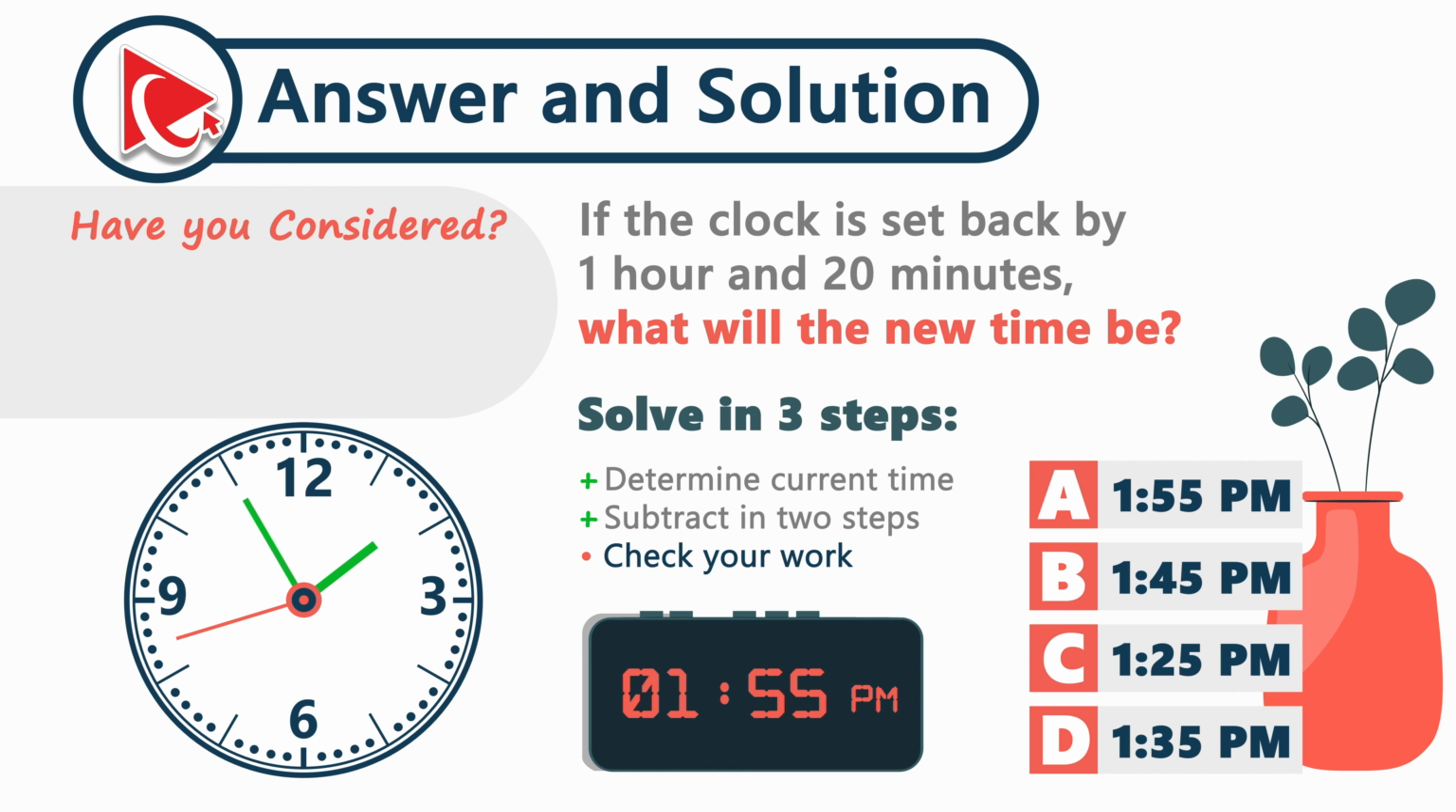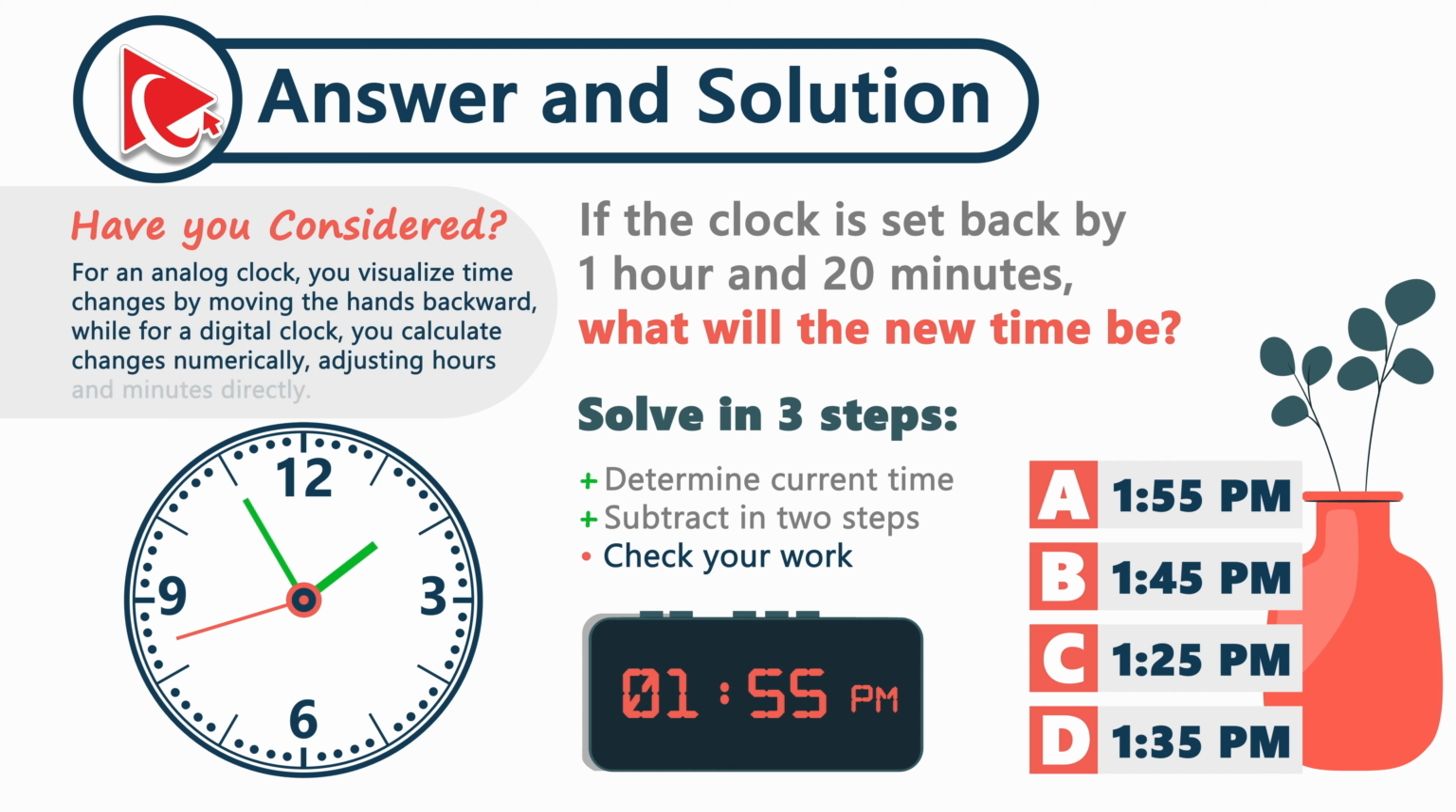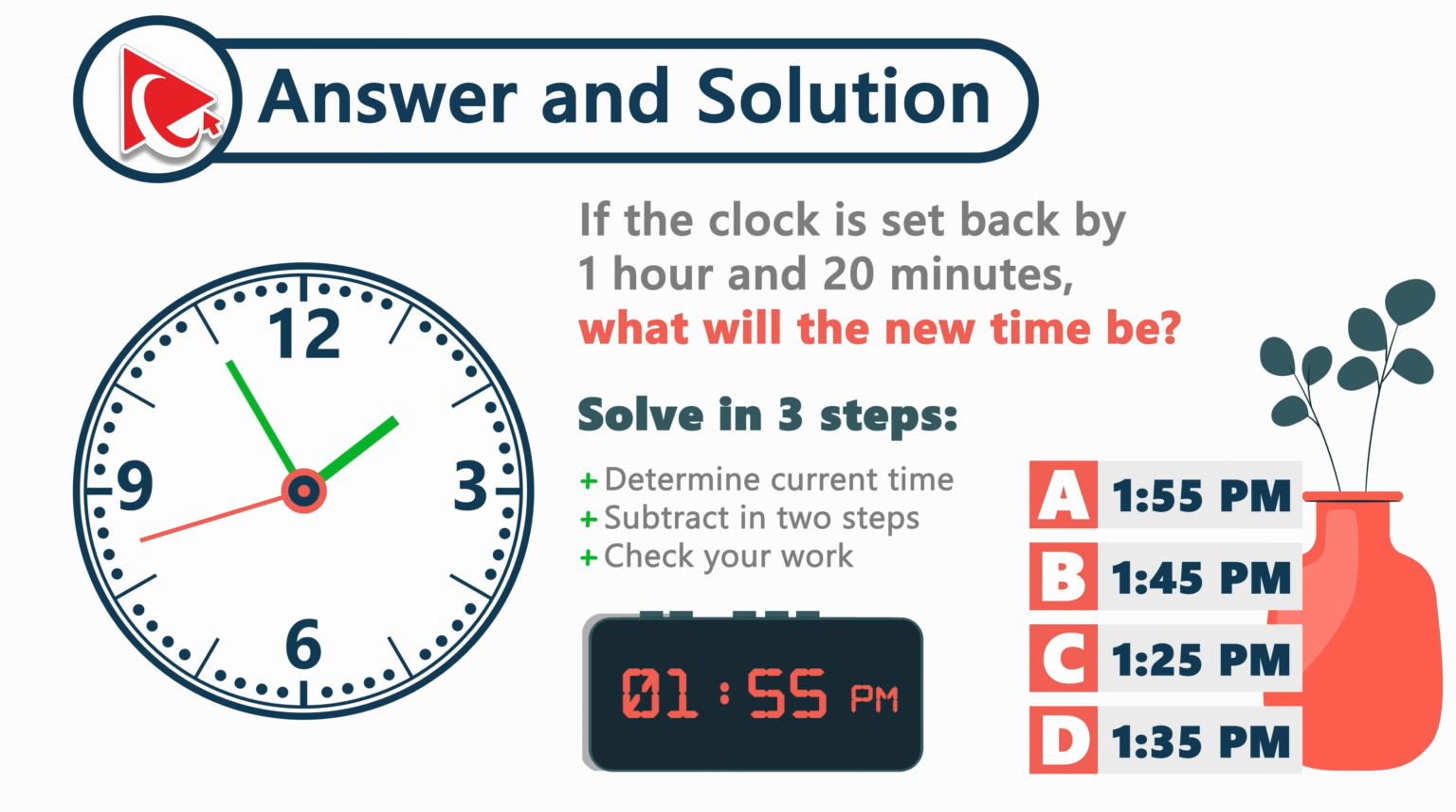Have you considered how to solve this problem for a digital clock? For an analog clock, you visualize time changes by moving the hands backward, while for a digital clock, you calculate changes numerically, adjusting hours and minutes directly. Well, regardless of which time device it is, I think the answer is the same. It is choice A, 1:55 p.m.